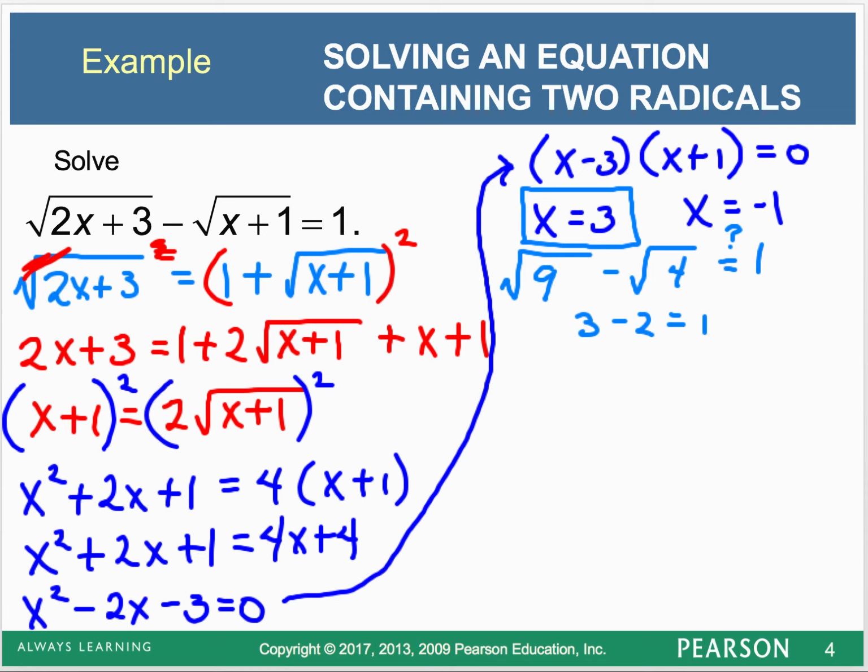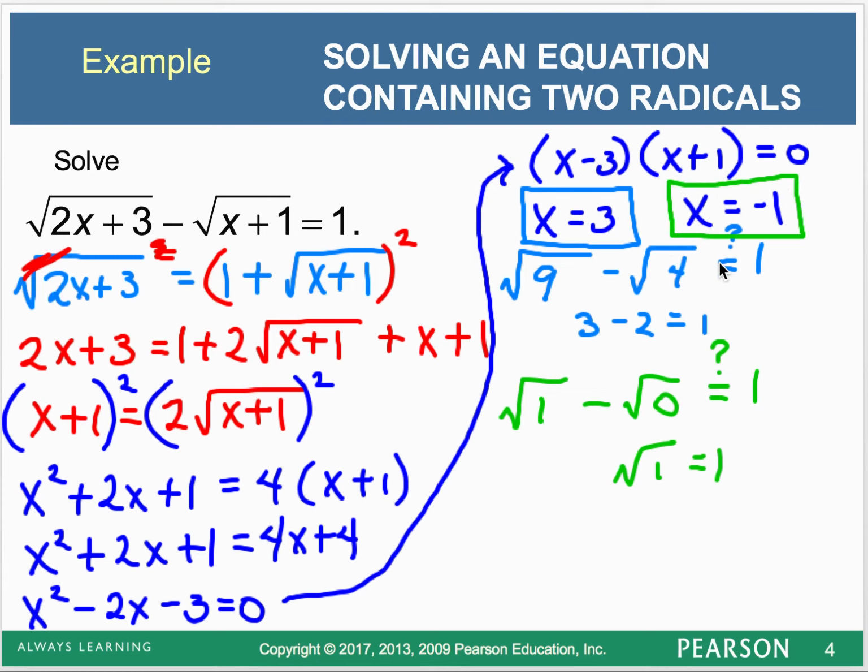Okay, let's check negative 1. If I plug a negative 1 in here, that's negative 2, right? So 3 minus 2 is the square root of 1 minus, negative 1 plus 1 is 0, so minus the square root of 0. Is that 1? Yes, the square root of 1 is 1. So this time they were both valid solutions. So I'm glad we redid that.